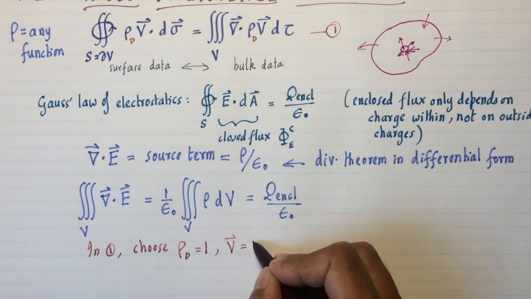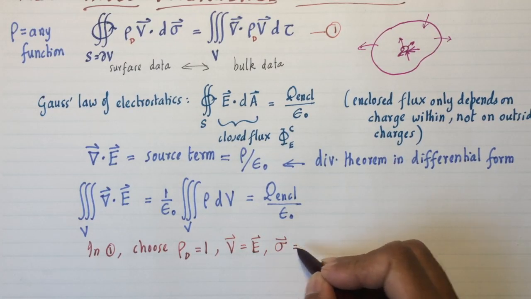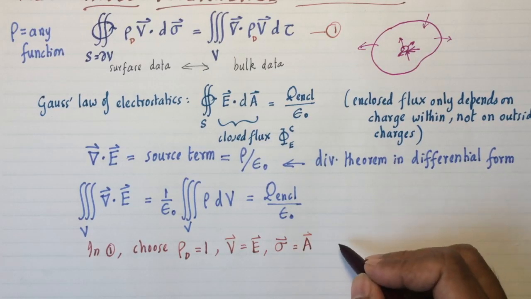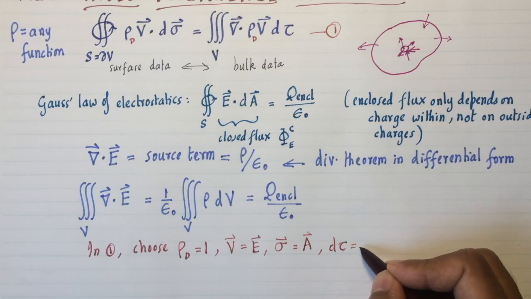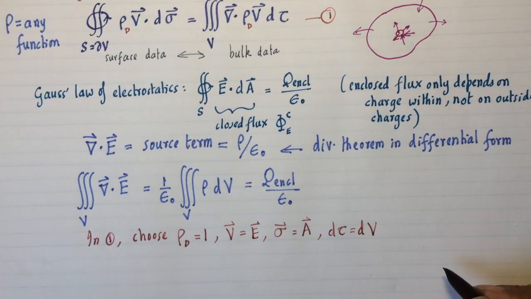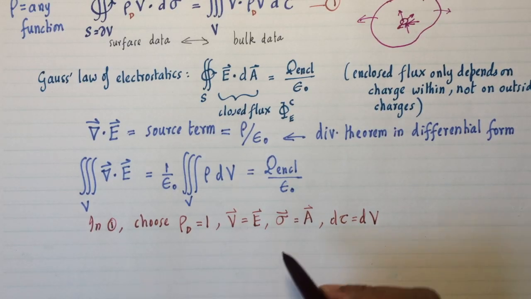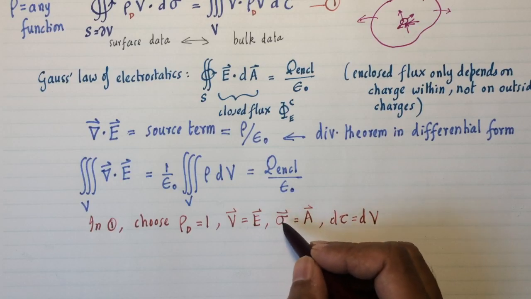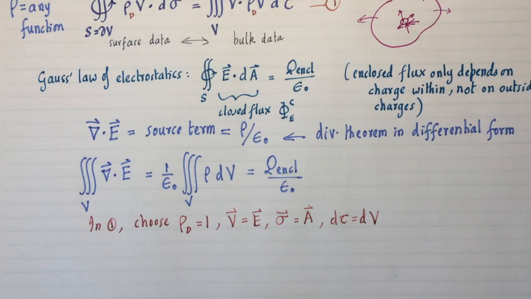and then choose the vector field v to be the electric field, and I'm going to relabel some things. I'm going to call sigma the same as area vector A, and then d tau the same as the volume element dV, because these are the more common ways of writing things like surface and volume. This will be a very confusing thing to do in university physics too, because sigma stands for so many things like conductivity, and it also stands for the surface charge density, so you don't want to get confused.